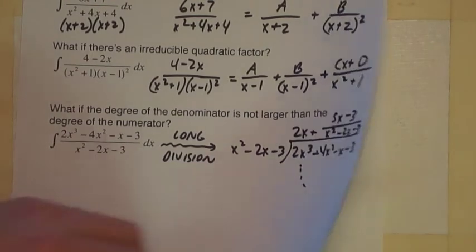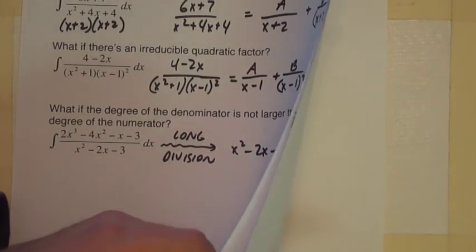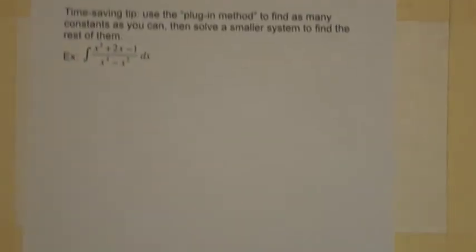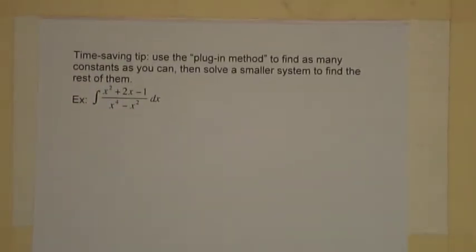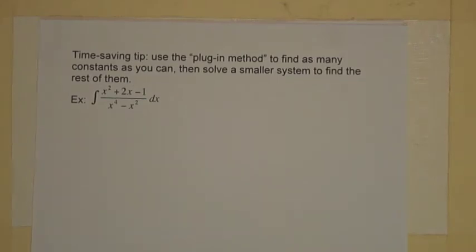Okay, let's go to the next page, and we will do another example. This will be our last example with partial fractions. I printed a time-saving tip that sometimes you can't use the plug-in method all alone. You can use it to find as many constants as you can, but you might have to solve a smaller system to find the rest of the constants. So let's do that.